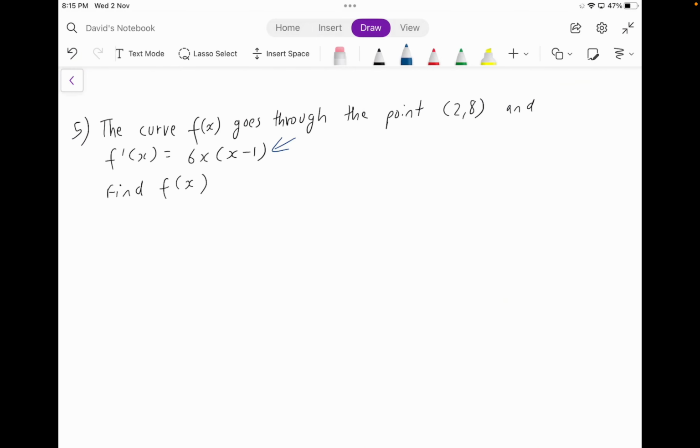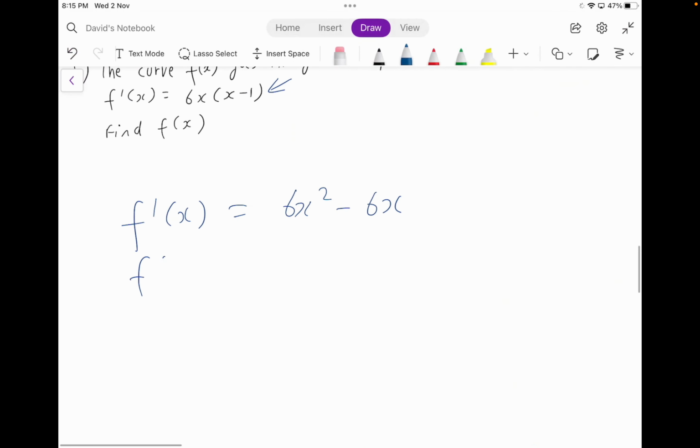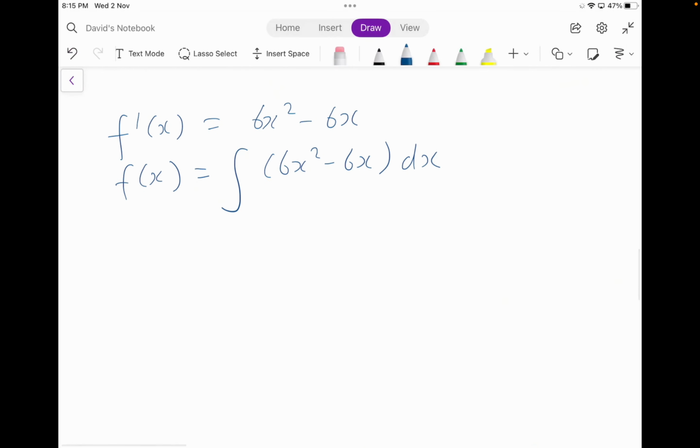So what we're going to do is open up the brackets first. I'm just going to use the blue font here. So f inverse x is equivalent to 6x squared minus 6x. We have just expanded the brackets for this equation. Then we're going to find the integral form of this. So f of x becomes the integral of 6x squared minus 6x dx.